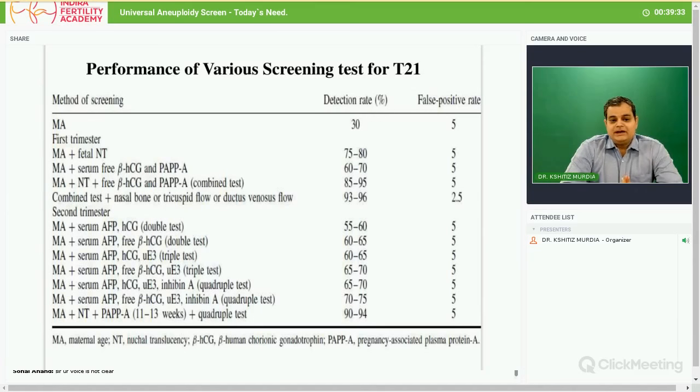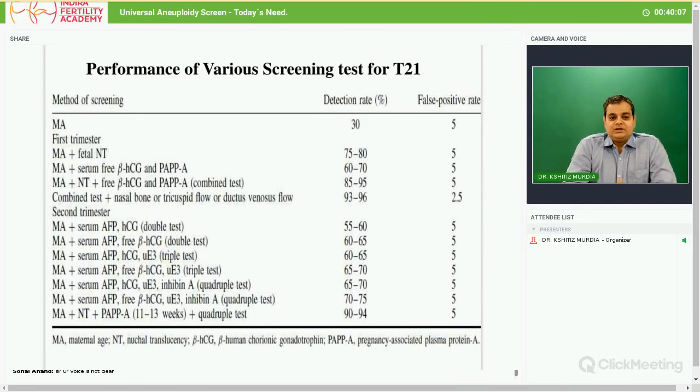The next option available is the dual marker, which we can do with free beta HCG and PAPP-A, but it's a terribly poor test because it carries a very low sensitivity of around 60 to 65% with a false positive rate of 5%. Next comes the combined test, which involves NT, free beta HCG and PAPP-A, and with this you can detect around 90% of the trisomies with a false positive rate of 5%.